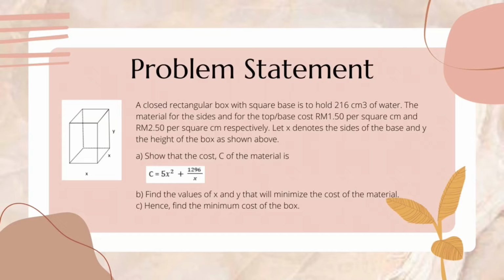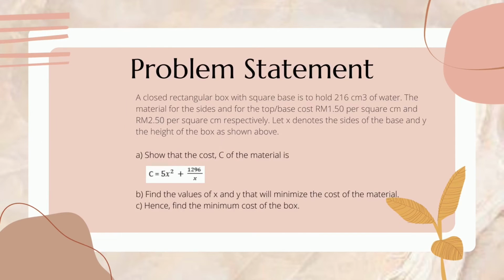Let X denote the side of the base and Y the height of the box as shown above. A. Show that the cost C of the material is C equal to 5x squared plus 1296 over X. B. Find the value of X and Y that will minimize the cost of the material. C. Hence, find the minimum cost of the box.